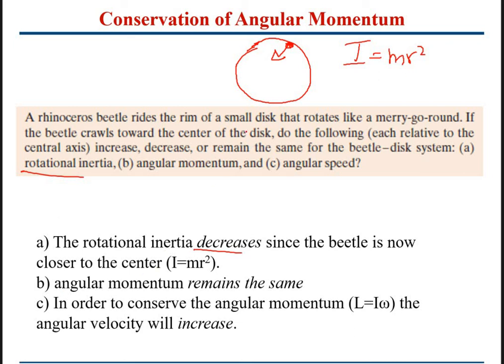Angular momentum should stay the same because of conservation of angular momentum. It's an isolated system, so angular momentum stays the same. And omega, because of conservation of angular momentum, is going to increase. Because the beetle is moving towards the center, I is decreasing, so omega has to increase to make sure that the angular momentum is constant.